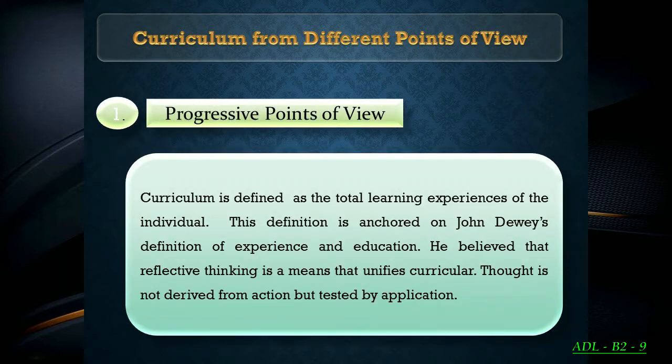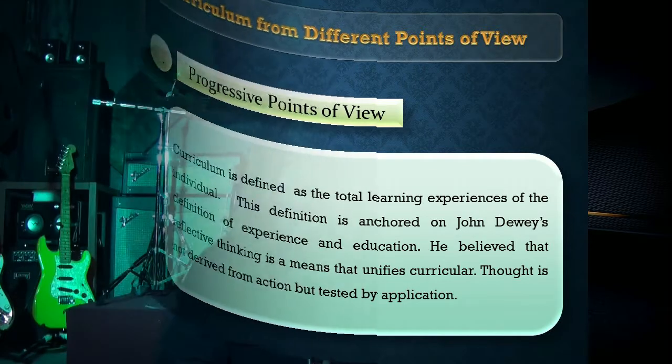After we define curriculum in the traditional way, we will go now to the progressive point of view of curriculum. Curriculum is defined as the total learning experiences of the individual. This definition is anchored on John Dewey's definition of experience and education. He believed that reflective thinking is a means that unifies curriculum. Thought is not derived from action but tested by application.